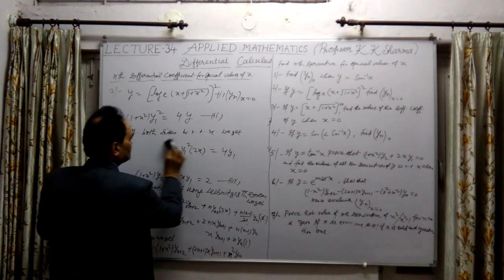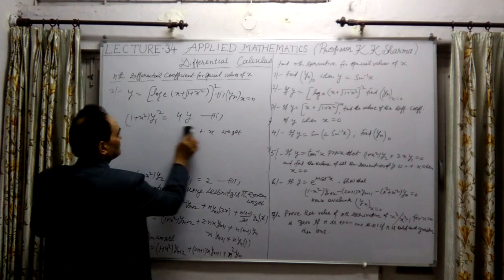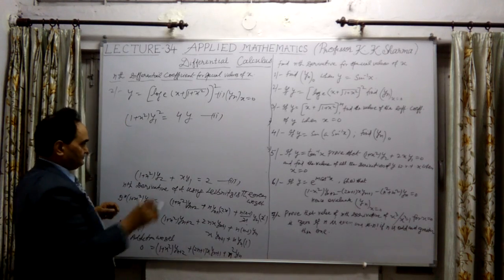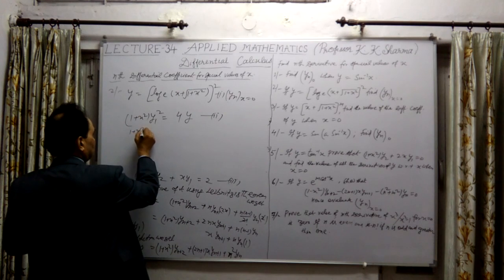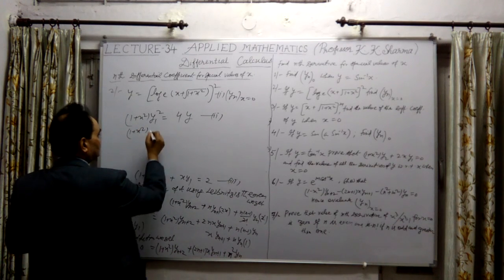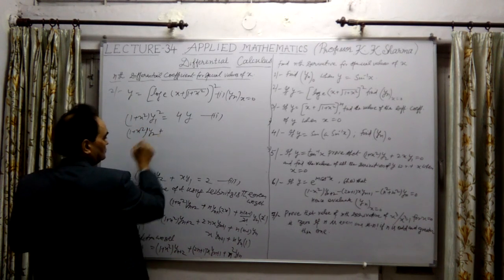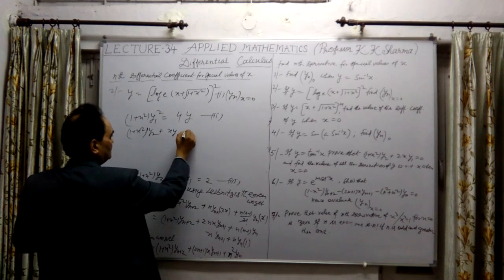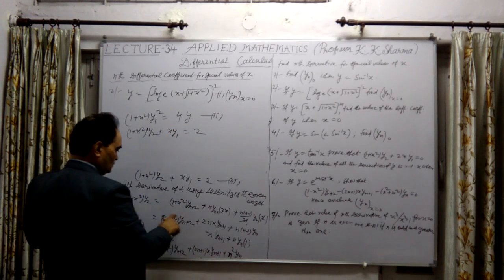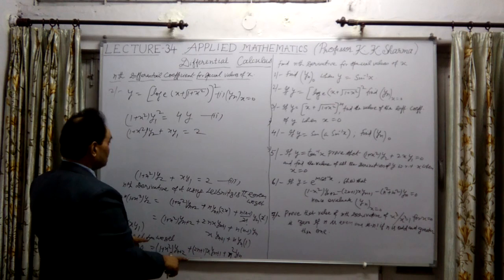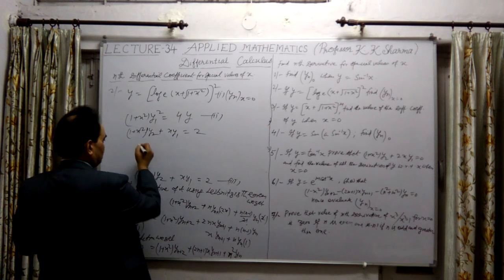Okay, so this is the third equation. Let me write the third and fourth here. First, the third: (1 plus x square) y2 plus x y1 equal to 2. And the last step, the fourth, is the nth derivation of this.